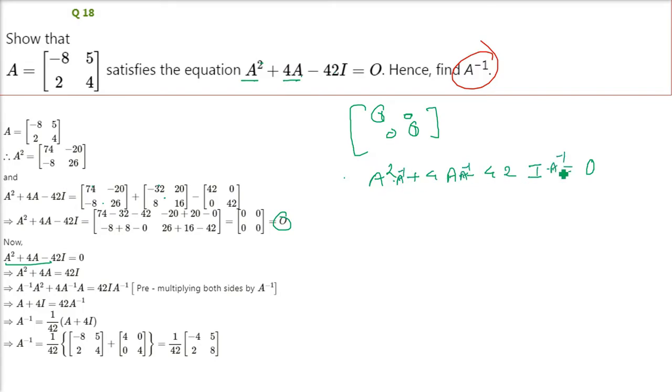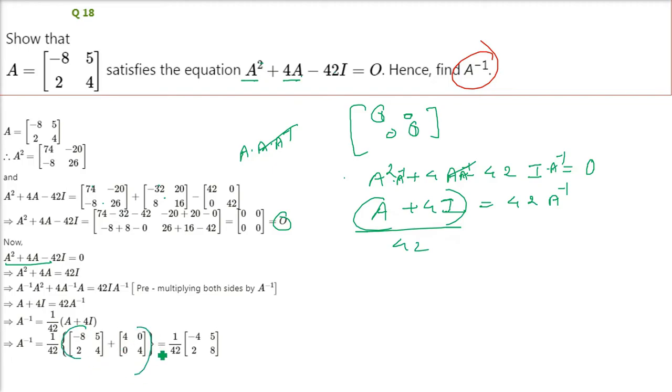So a inverse, one of these will cancel, a dot a inverse. So this is I into a, which will be a only. Then this also goes, 4 into I, a into a inverse is I, and equals 42 I into a inverse. You multiply anything with I, the same element will come. So a plus 4i, I hope you will be able to do. A is already there, and just divide it by 42, or you can say multiply it by 1 by 42, and this is going to be the final solution.